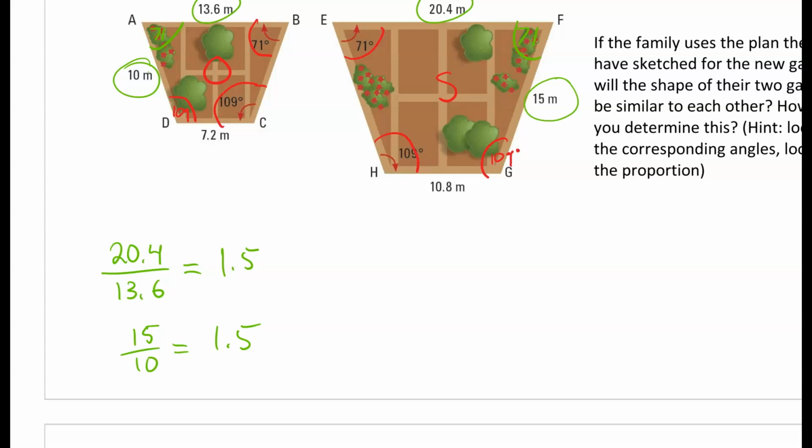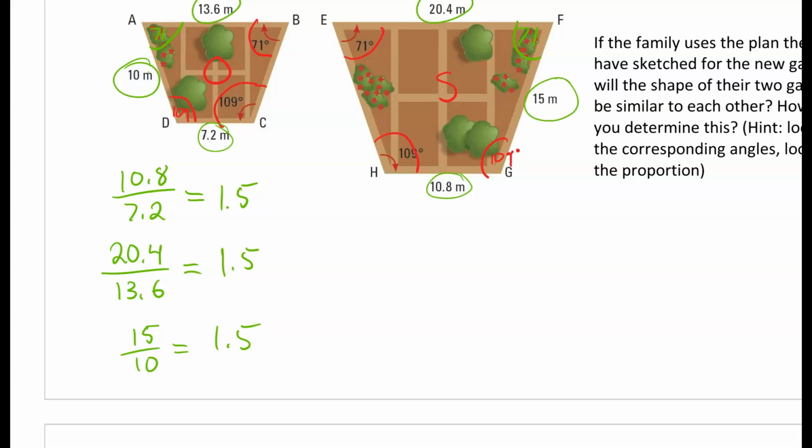And we could triple check this by doing our bottom, which is 10.8 and 7.2. So 10.8 over 7.2 equals 1.5 as well, knowing that that'll give us the same scale factor, meaning that these gardens are the exact same, just drawn to a different scale.